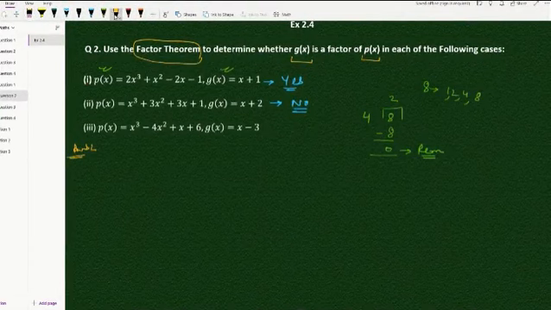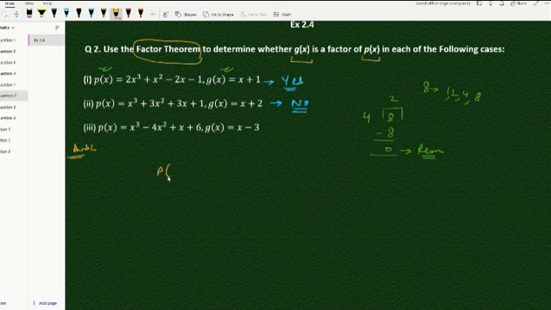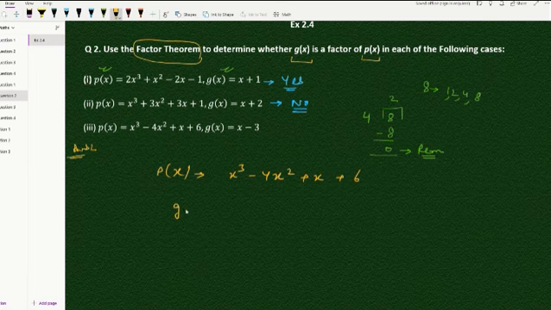Now let us move to the last part of this question. So here the polynomial is x cube minus 4x squared plus x plus 6, and gx is equals to x minus 3.